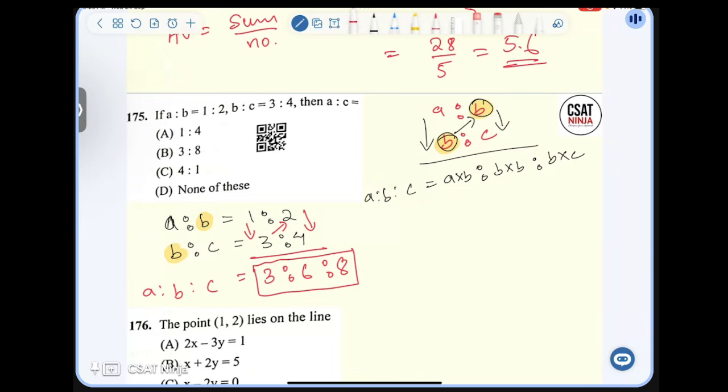But in our question, we are just asked to find A is to C. A will correspond to this one, C will correspond to this one. That means 3 is to 8 is our answer here. Okay, it's an important concept. Very important. Expected question.